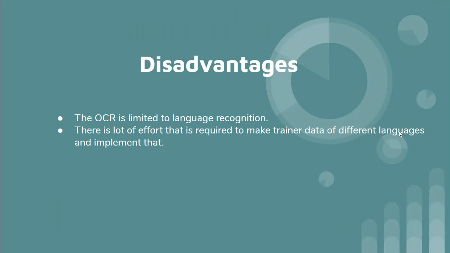There are some disadvantages of Tesseract OCR. OCR is limited to only the languages it is trained for, and a lot more effort is required to make trained data for different languages and to implement that. Now let's see an example of how to read the text from an image.